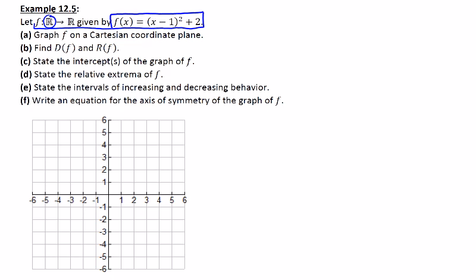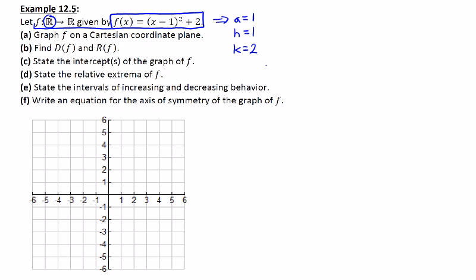What we should recognize about this equation is that it is a vertex form for a quadratic function. That means that we should be able to identify a value for h, and also a value for k. Let me write h below here. h is going to be 1, and k is going to be 2.